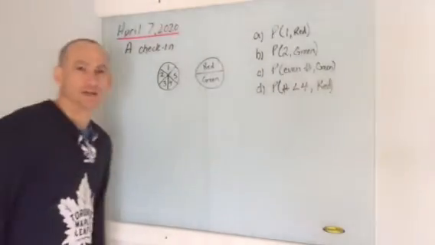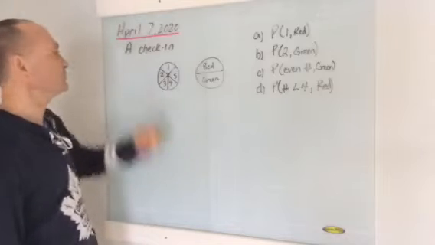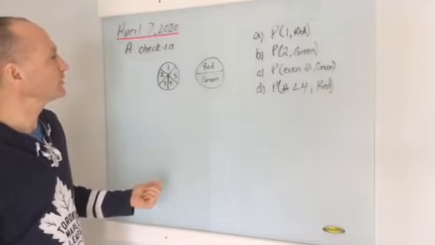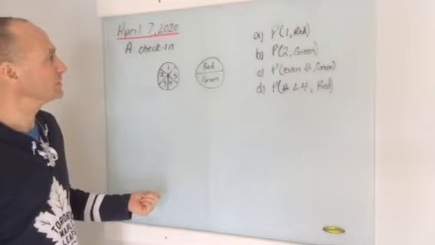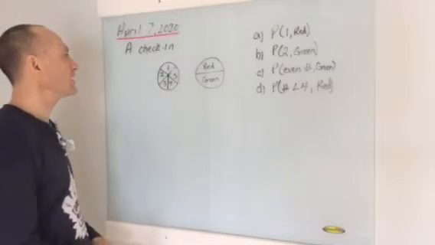Morning, it's April 7th, 2020, and I'm just doing a check-in. Some of you are struggling with calculating the probability of two events at the same time.